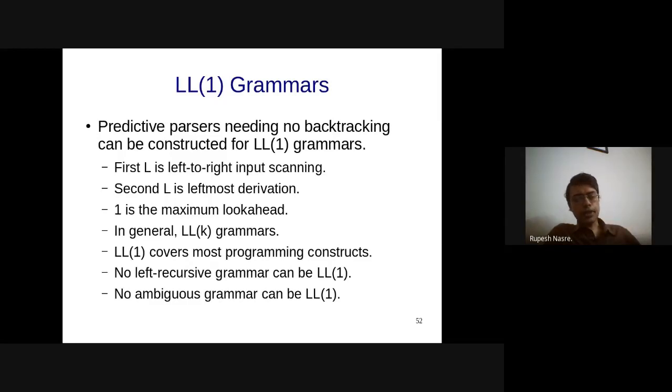However, the special class of predictive parsers which do not require backtracking are called LL grammars. Why is it called LL? The first L is how you scan the input: scanning of the input happens from left to right. The second L is about the derivation that you are using. We are always using the leftmost derivation. So in case of ID plus ID, it's the first ID that we are going to derive. One is the maximum look ahead that you can have of the tokens. You might not require look ahead, that is zero look ahead in some productions, whereas you might require one. In general, we can talk about LLK grammars.